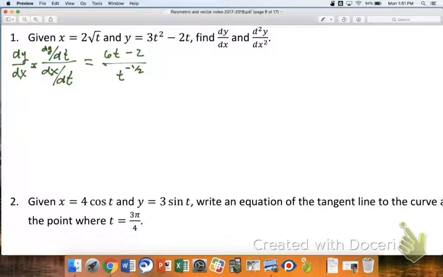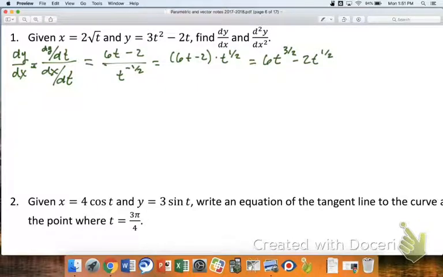One of the things you're going to find, this is what I wanted to cut in with right here, is that if you do have to find a second derivative, it is going to be a whole lot easier for you to simplify the first derivative before you move on. So I'm going to go ahead and do that. This would equal 6t minus 2 times t to the 1/2. And when I distribute this, I would get 6t to the 3/2 minus 2t to the 1/2. So just hopefully a helpful hint there.